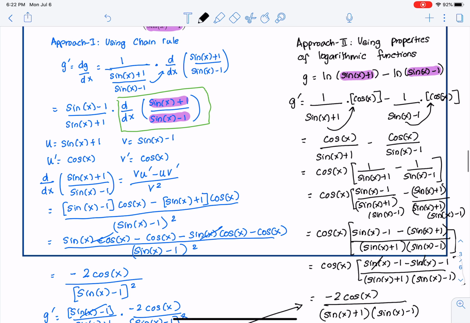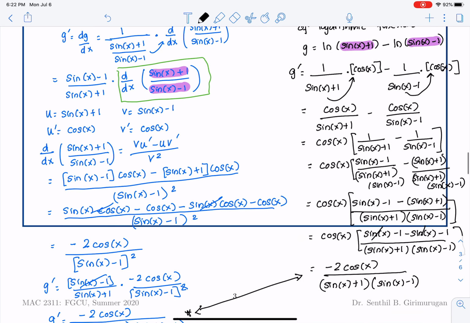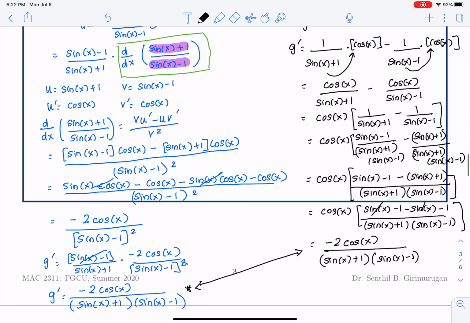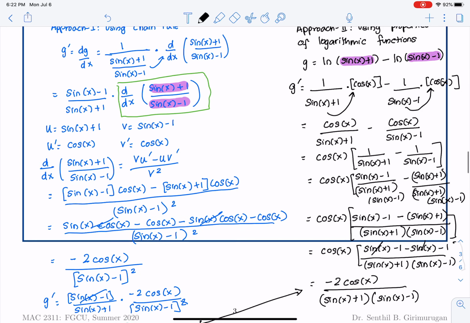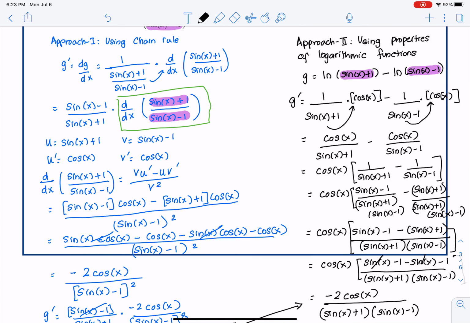If you look at approach 1, we had to do chain rule, then we had to do quotient rule, we had to simplify, and finally we got the answer. But with approach 2, we used the property of logarithms, used chain rule, and the rest of it was simply algebra.